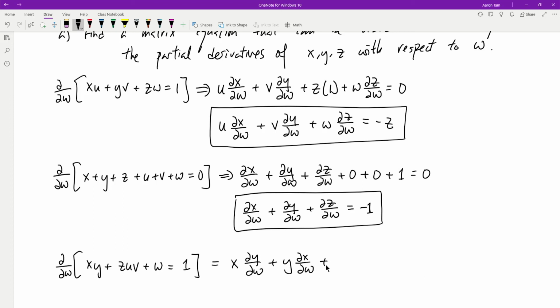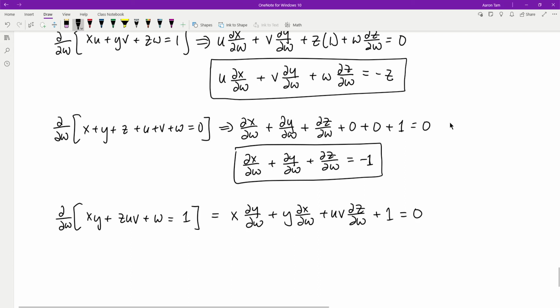zuv. u and v are both considered constant when we differentiate with respect to w. z is a function of w, so we do need the derivative of that. So it just becomes uv dz over dw, plus the derivative of w, which is 1, equal to the derivative of 1, which is 0. So now I'm going to rearrange it and put it in order. I'm going to put down y dx dw first because I want dx dw first, plus x dy dw plus uv dz over dw equal to negative 1.